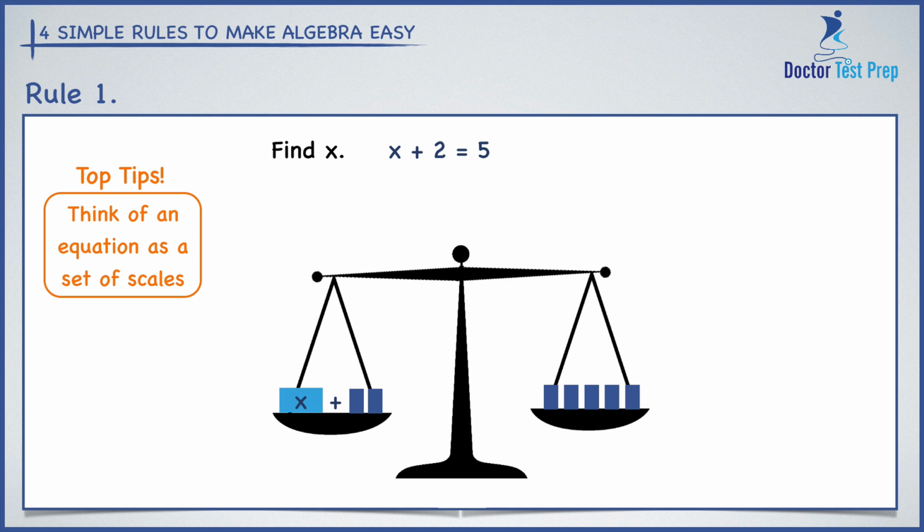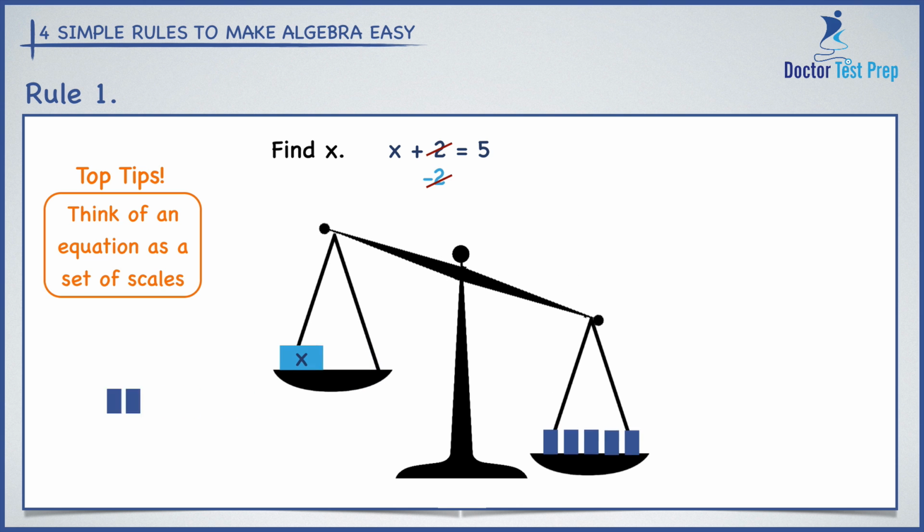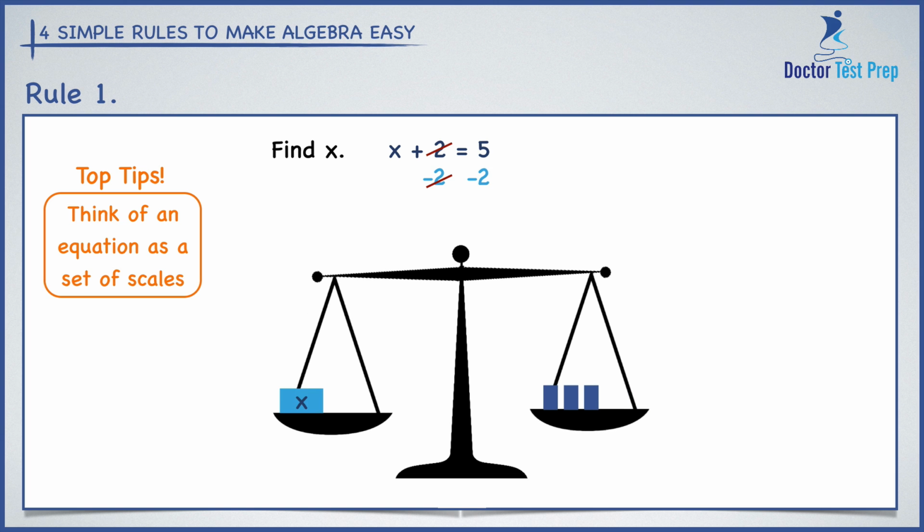Now I want to get the x on its own, so how do I get rid of that plus 2? The easy way is to take 2 away from the left-hand side. But when I do that, I get my x on its own, but the equation is no longer balanced. So in order to keep the equation balanced, I need to do the same thing to the other side. If I take 2 away from the right-hand side as well, the equation becomes balanced again.